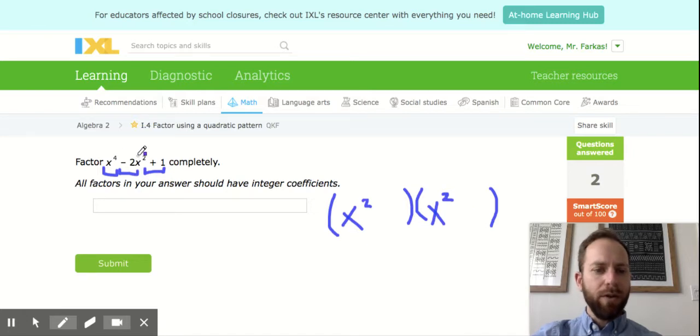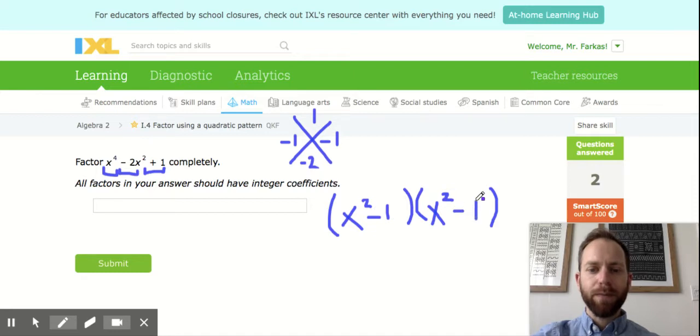And now what number, since I have a positive 1 and a negative 2, remember when we factor, we think, what do we multiply to make the c value that when we add makes this negative 2, right? So that would be a negative 1, because negative 1 times negative 1 is 1. Negative 1 plus negative 1 is negative 2. So what I would put here is minus 1. See that? Okay, so now this can actually be factored a little bit more. So if you think about it, x squared minus 1 is actually the same thing as x plus 1 times x minus 1.